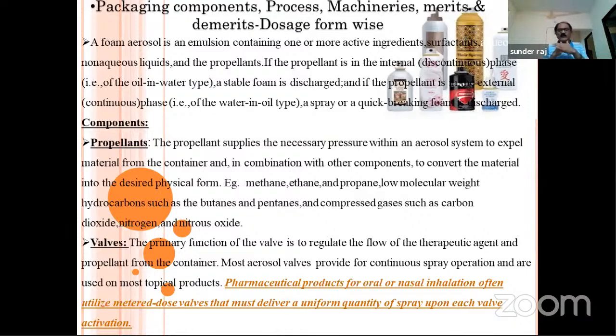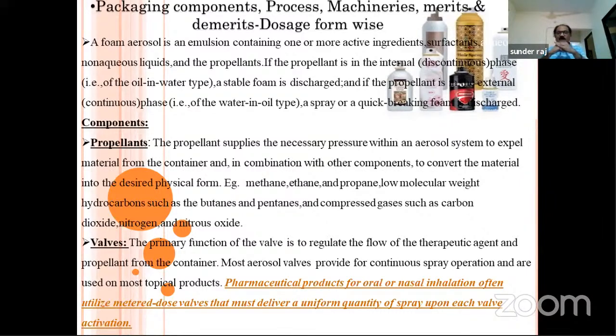And the other component, the valve. The valve is the most important component in the aerosol system. The primary function of the valve is to regulate the flow. When you press the actuator, the valve will regulate the flow based on the pressure you applied. The required amount will come out with the help of the valve, along with the propellant from the container. Most aerosol valves provide for a continuous spray operation and are used for most topical products.